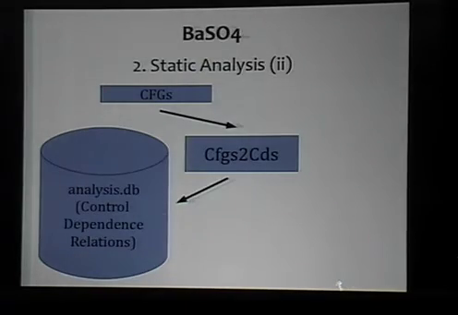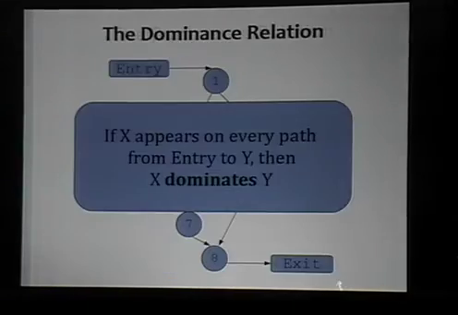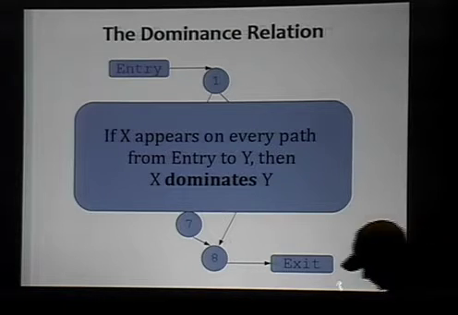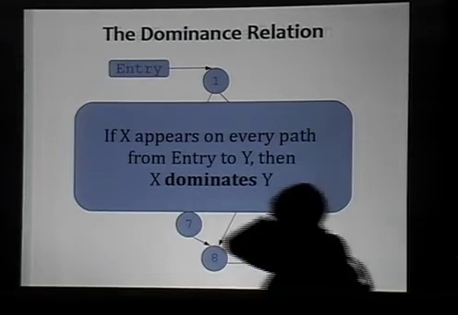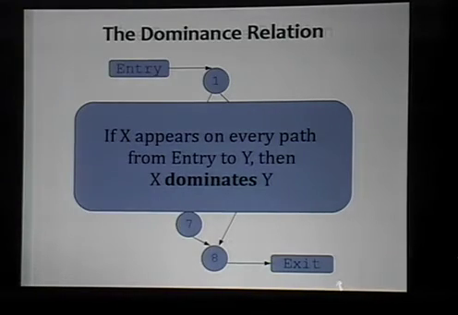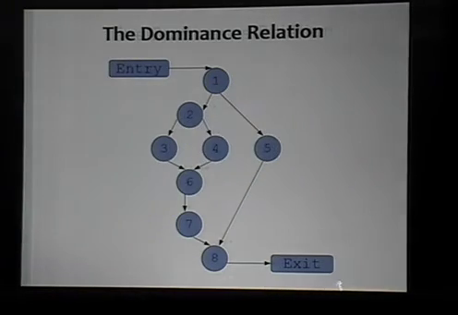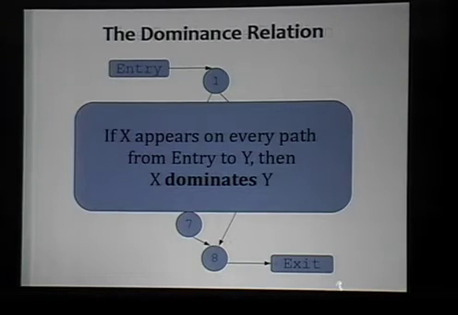So let's talk about control dependence. And to talk about control dependence, the way you calculate it is through something called post dominance. And the way you calculate post dominance is by reversing a control flow graph and calculating dominance. So the dominance relation is if X appears on every path from entry to Y, then X dominates Y. It sounds more complex than it is, I think.